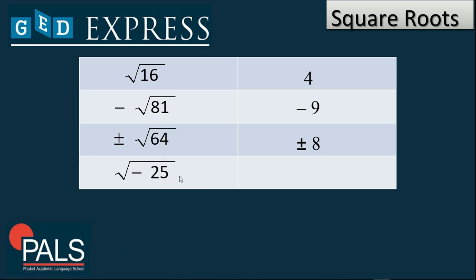Now for example, we have negative 25 over here. This is not a real number because this cannot be simplified. There is no square root for this.